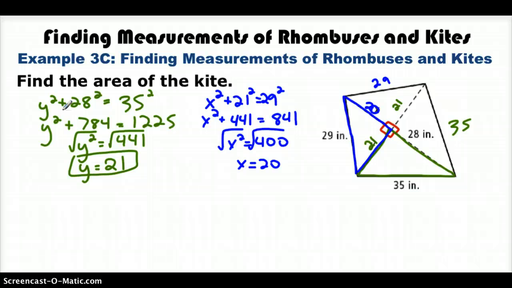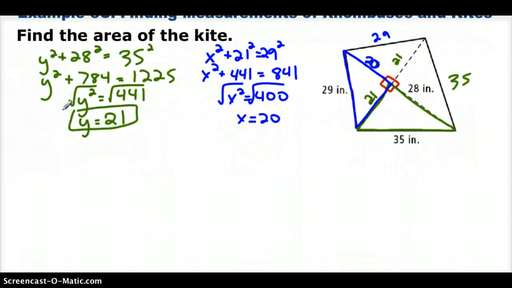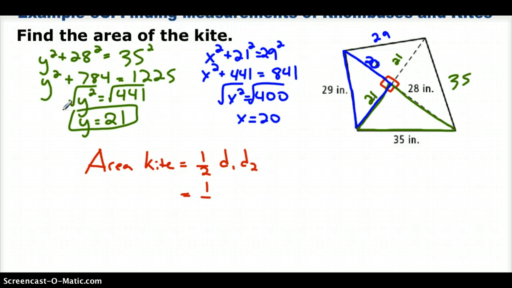Okay, and so really what we figure out at this point is that we can find the area of this entire thing by using our formula, right? So we know that the area of a kite is equal to 1/2 times diagonal 1 times diagonal 2. So in this case, that'll be 1/2 multiplied by diagonal 1, let's call it 42. Diagonal 2 by the segment addition postulate will be 48.